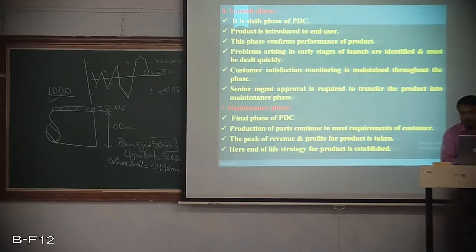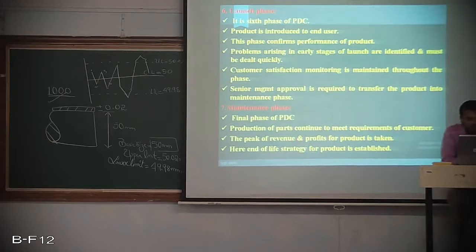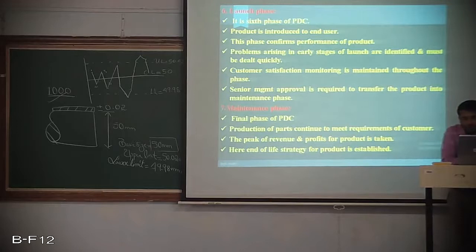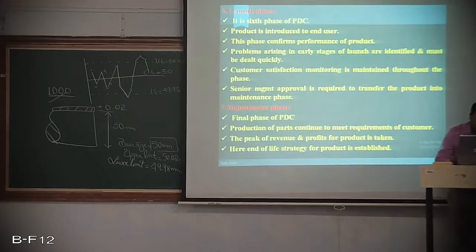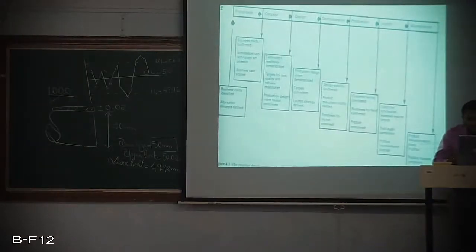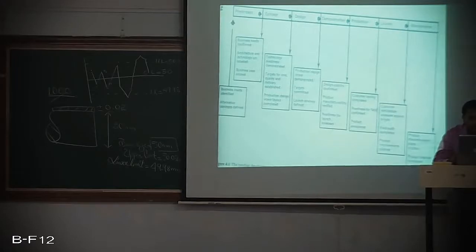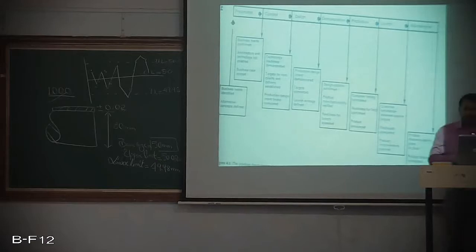Next, the last is the maintenance phase. Here, it is the final phase of the PDC. Production of parts continue to meet the requirements of the customer. The peak of revenue and profits for product is taken in this phase. Here, the end of life strategy for product is established. So this is how the different phases with respect to the objectives in each phase are shown in this particular drawing.